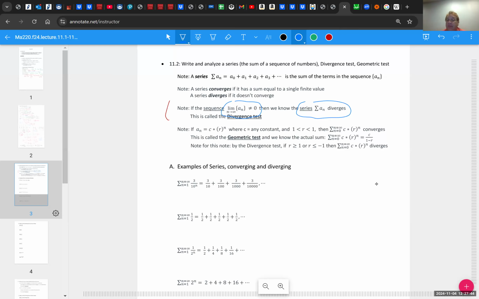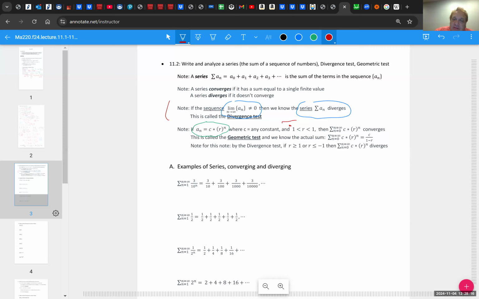The second test is called the geometric test, and it's for a very specific type of sequence or series. So if the numbers in the series, the numbers you're adding together, have a pattern of c times r to the n, where c is any constant and r is a number that's between 1 and -1. Oh, there's a typo here. This should say 1 and -1. Lost my -1 there.